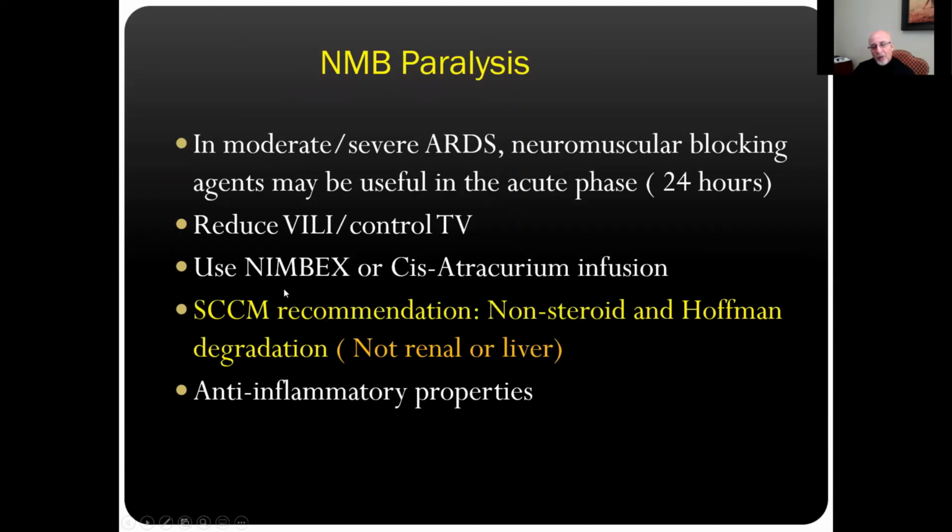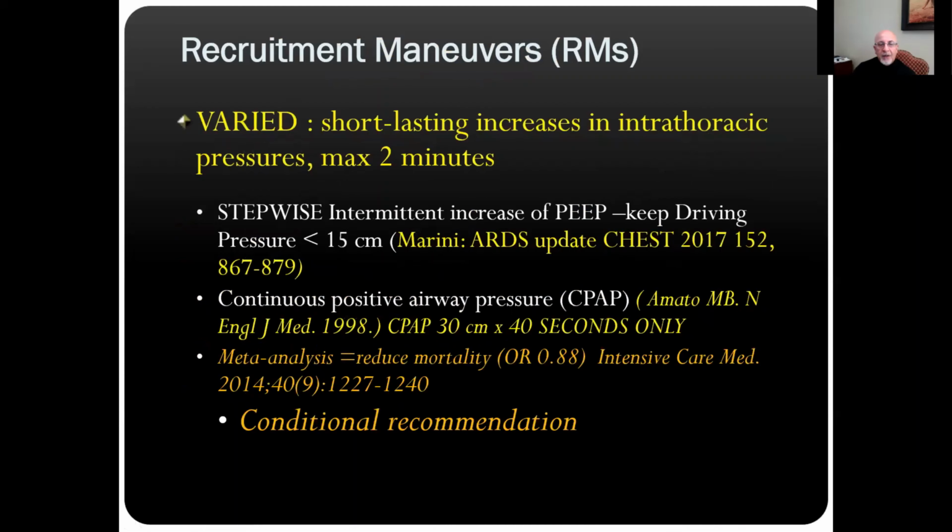This neuromuscular blocker is not a steroid, and therefore has advantages over steroid-based neuromuscular blockers, and also it is metabolized by the Hofmann degradation. That is, it does not need the kidneys or liver to metabolize it. It also has perhaps anti-inflammatory properties, which may help in lung injury.